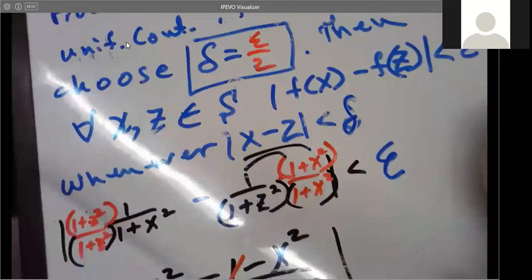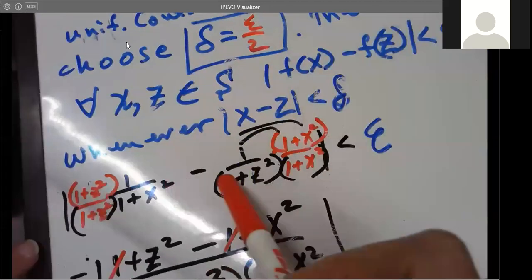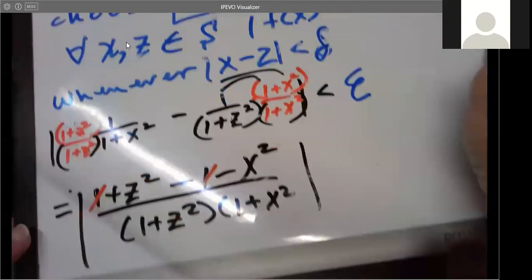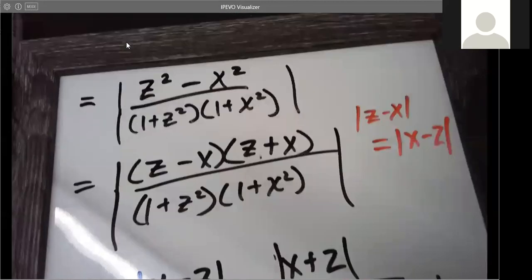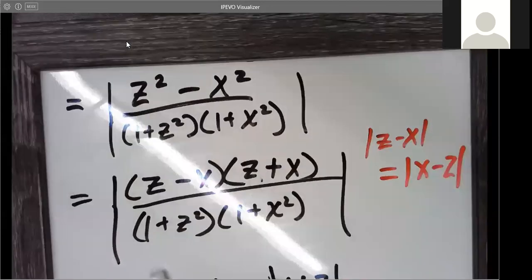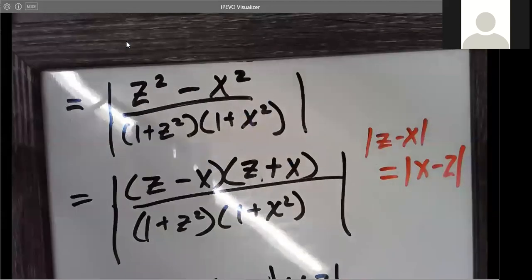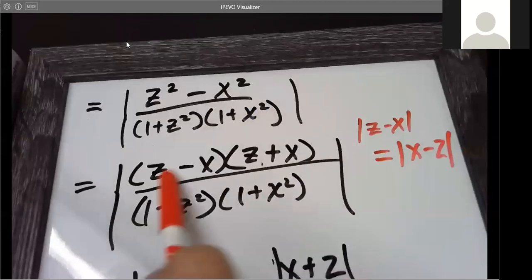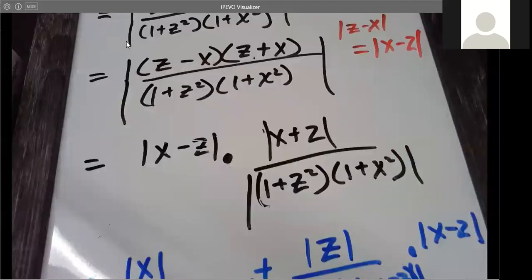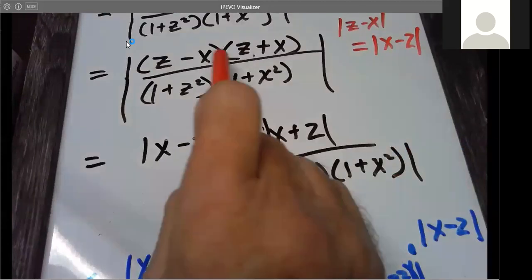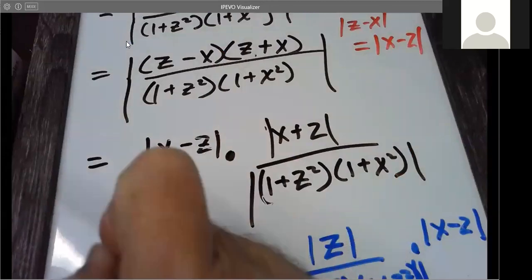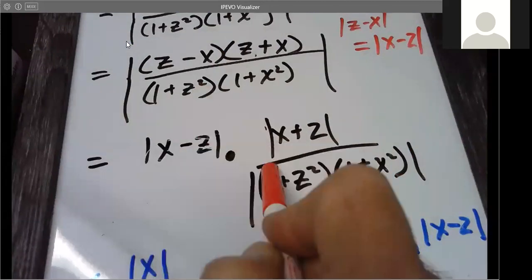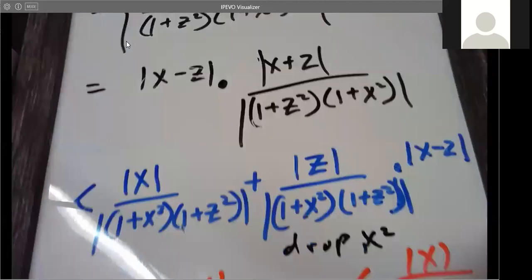And so substitute our functions in, get a common denominator, cancel out the 1s, and then get z squared minus x squared, and factor. Take out the x minus z because that's going to be delta, and you could even put delta in here too. And then you use the triangle formula from there.